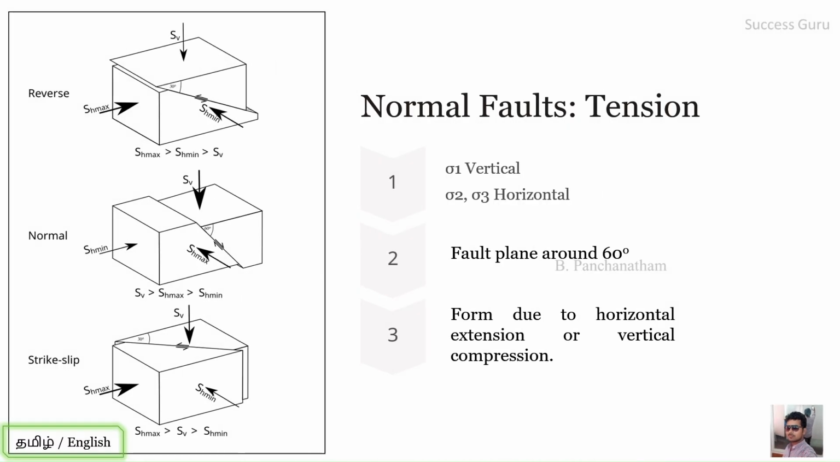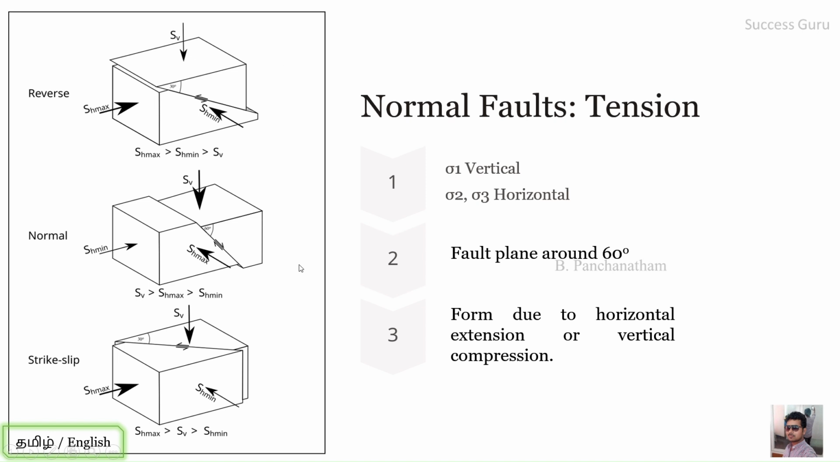Let us see what he mentioned for a normal fault. Here sigma 1 is vertical. As you know, sigma 1 is the maximum stress direction and sigma 3 is the direction in which the displacement takes place, so here it is horizontal. In this direction there is a displacement.